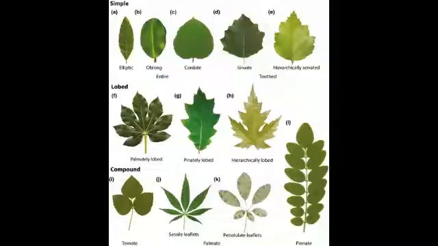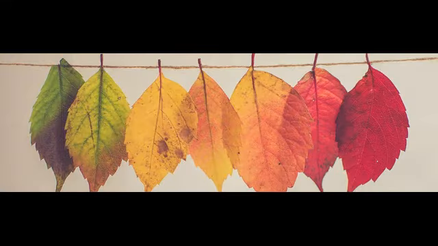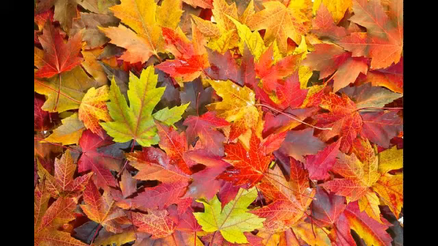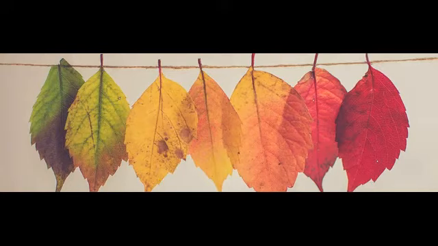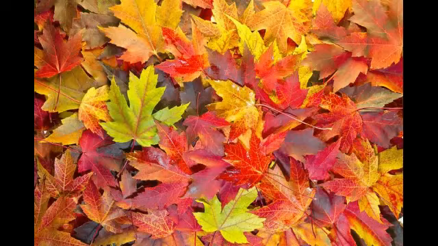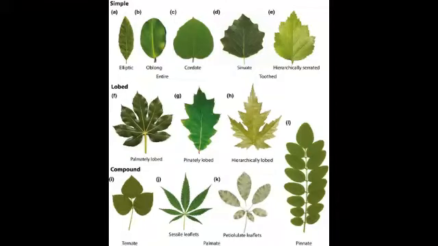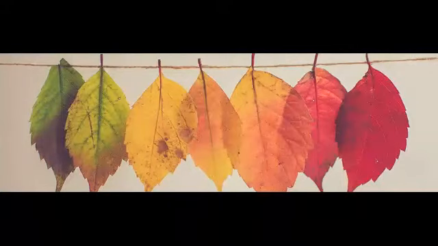Next one, leaves. Leaves are the kitchen of the plants. They help the plant to prepare food using air, water, minerals, and sunlight. Leaves of the plant are usually green in color. Different plants have leaves of different shapes.